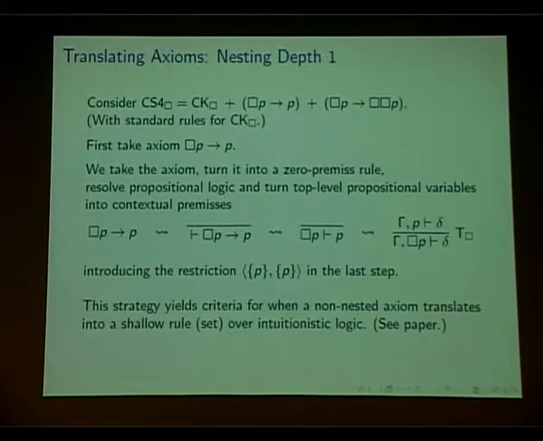So the restriction is the restriction with singleton P in both components. And this strategy actually yields criteria for when non-nested axioms over intuitionistic logic are translatable into sequent rules in our sense. And the criteria mainly have to do with resolvability of propositional logic in this step. Or we could also have a propositional formula here, and then we would need to resolve this.